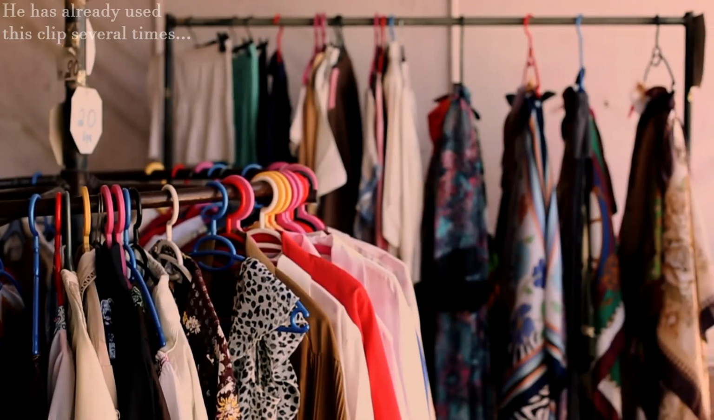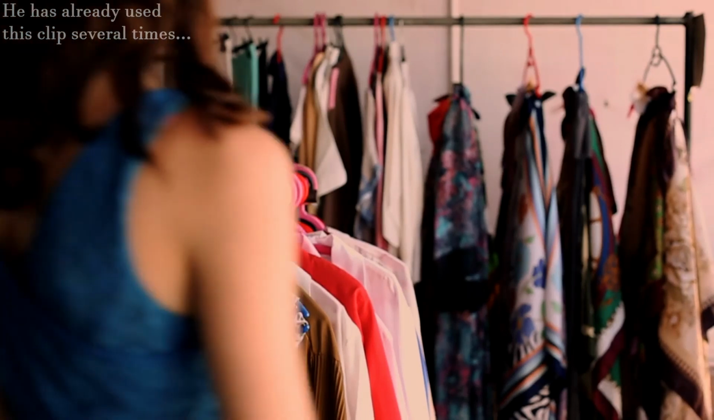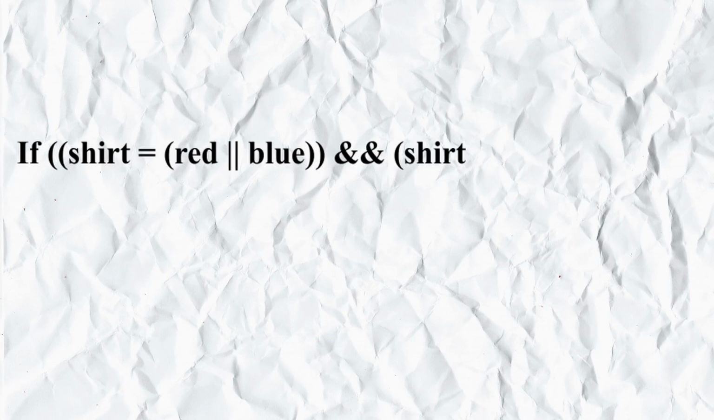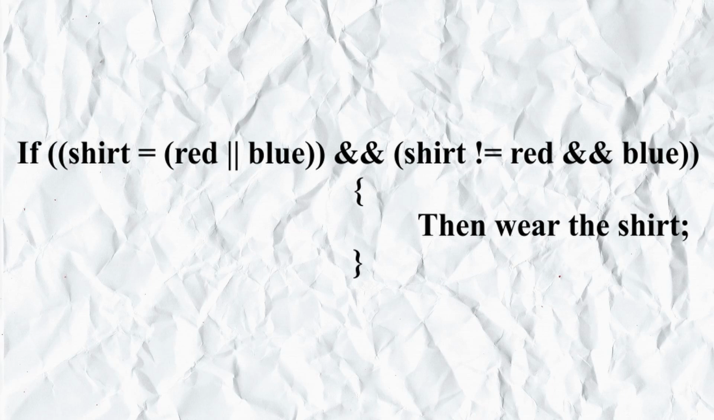Let us say that we like red and we like blue, but not together because we don't think they match. Today we want to wear either a red shirt or a blue shirt, but not both because that would be tacky. This could be represented as this. If shirt is equal to red or blue, and shirt is not equal to red and blue, then wear the shirt. We are saying that if the shirt is red or blue and the shirt is not both, then we will wear it. Pretty simple, right?